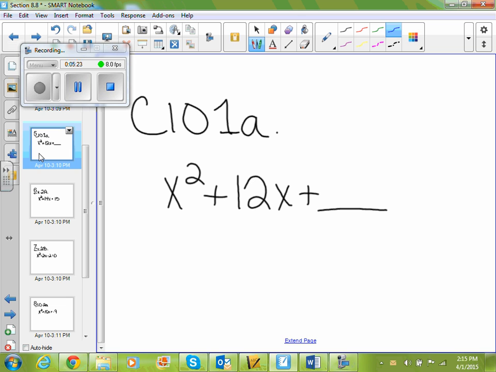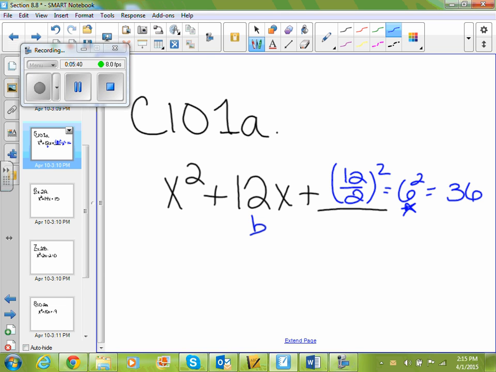Okay, so b is 12. So (12 over 2) squared. So it's 12 over 2, and what's 6 squared? 36. Okay, so we need 6. That was one of our answers. 36 is the other part, right? When we go ahead and put it together, x squared plus 12x plus 36.